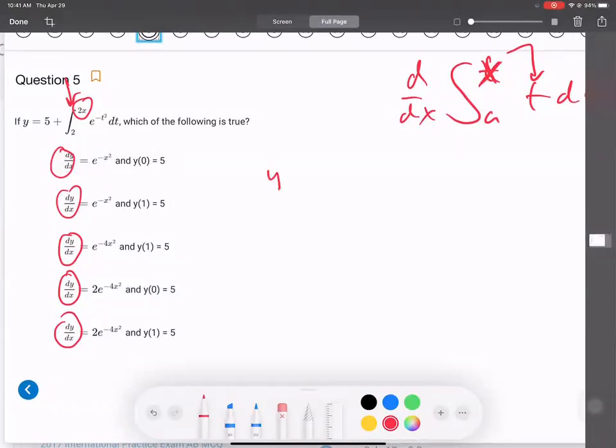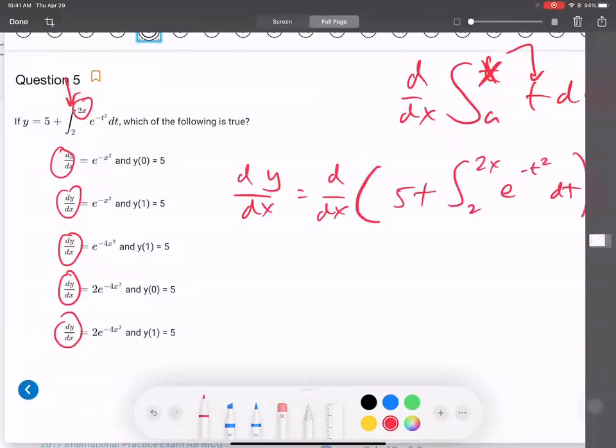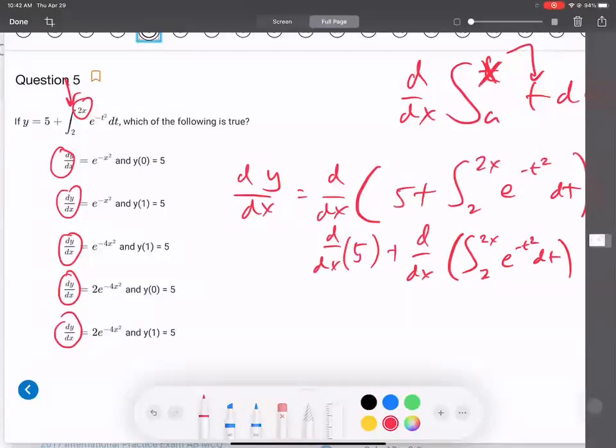A derivative of y means we're going to take the derivative of this problem, 5 plus integral 2x e to the negative t squared dt. The derivative of 5, because we can separate it, d over dx of 5, plus the derivative of this integral, okay? 2x to e to the negative t squared dt. Now, this just becomes what? 0, so we don't need it anymore. And let's go ahead and plug it in.